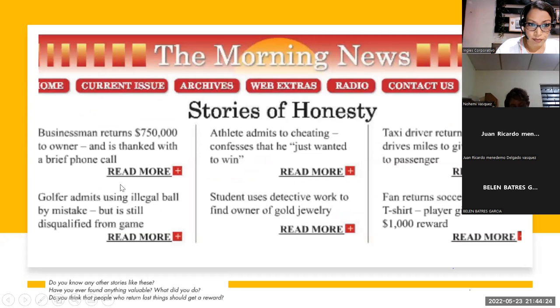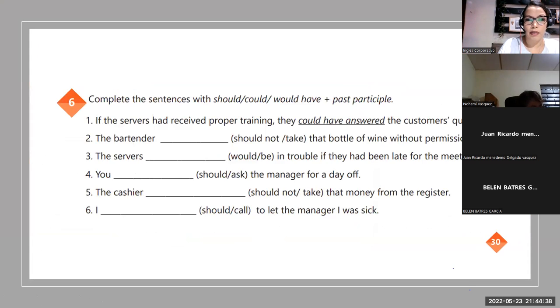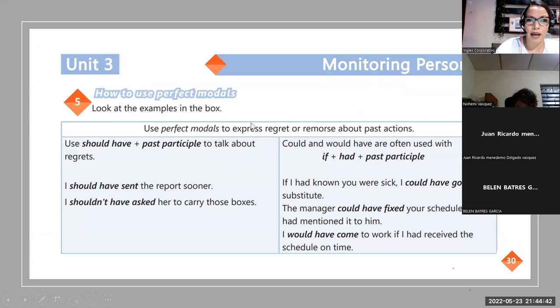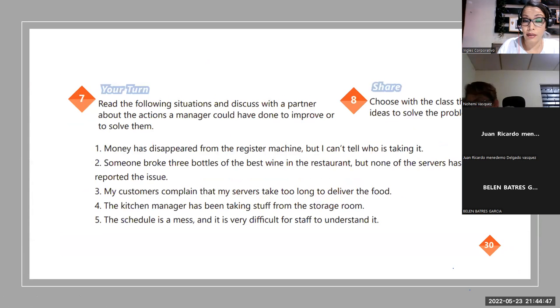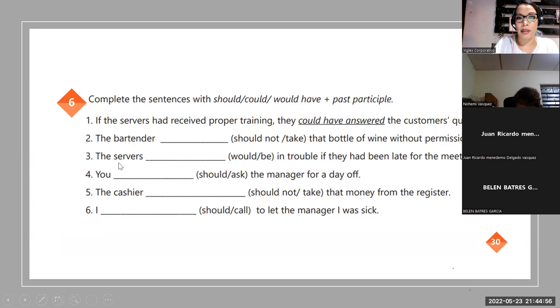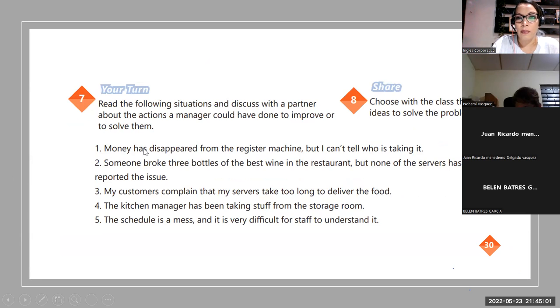Any other questions? No, teacher, thank you. Okay. So, ya vamos a practicar más el tema. Yo sé, a veces es un poquito confuso al principio o cuando hay una mezcla como la tenemos acá, ¿verdad? Tenemos en algunos ejercicios las dos estructuras, en algunos solo una, y es un tema bastante extenso que requiere bastante práctica. Entonces, aquí tenemos este ejercicio y tenemos este otro, en el cual podemos practicar de cualquiera de las dos formas. Money has disappeared from the register machine, but I can't tell who's taking it. Tenemos una situación acá. Dice que ha desaparecido dinero de la caja registradora, pero no puedo decir quién lo está tomando. Entonces podemos hacer la situación imaginaria y empezar una oración con if, ¿verdad?